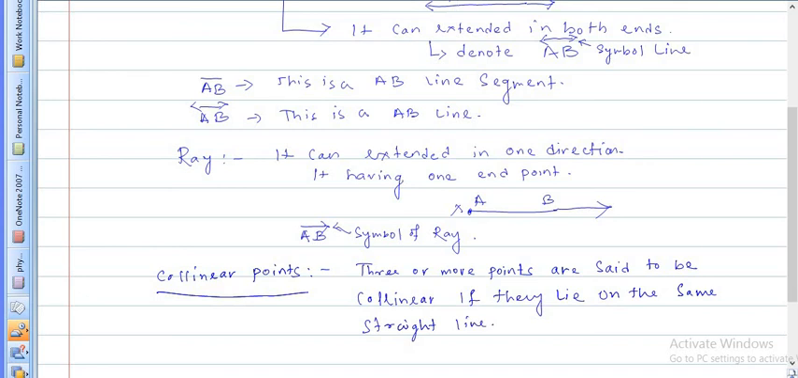Now you should see here we are using the word 3. So the collinear point concept comes when there are 3 or more points. When there are 3 or more points, they are said to be collinear when they lie on the same straight line.